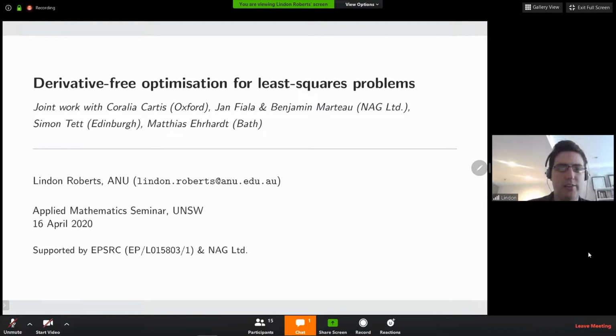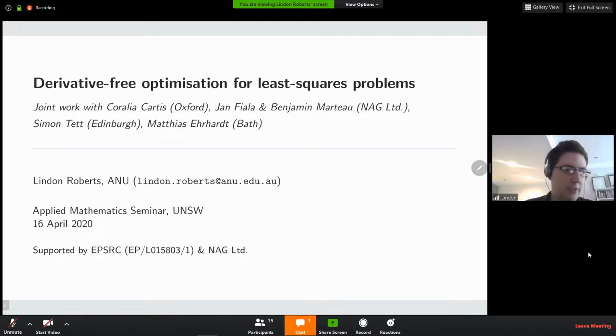Also, Jan Fiala and Ben Marteau, who are at NAG, the Numerical Algorithms Group, who some of you might know, a software company based in the UK. Most of the software I'm going to talk about is available in the commercial NAG library right now, as well as being available open source. And I'm going to talk about a couple of applications at the end. Hopefully I'll have enough time.